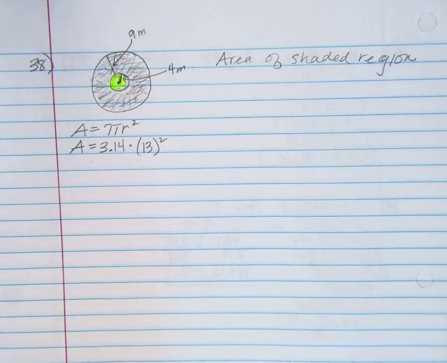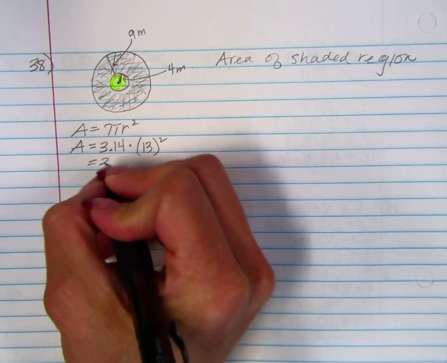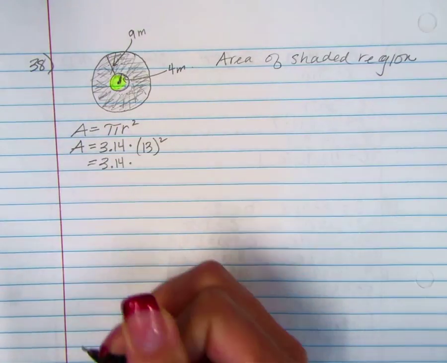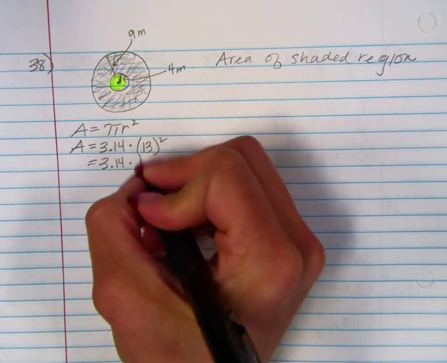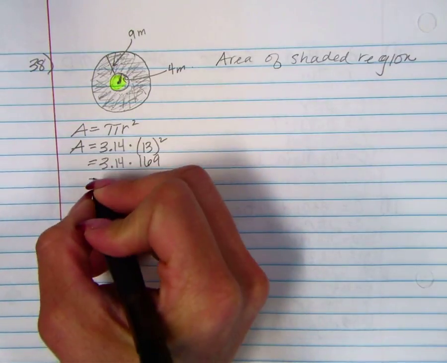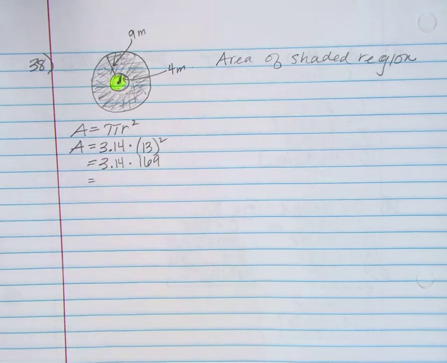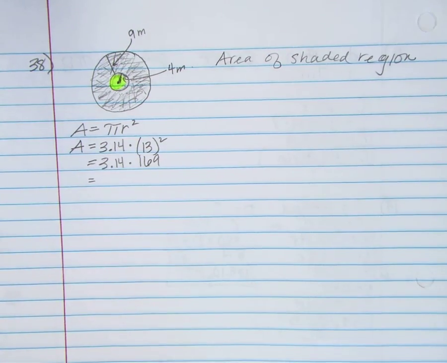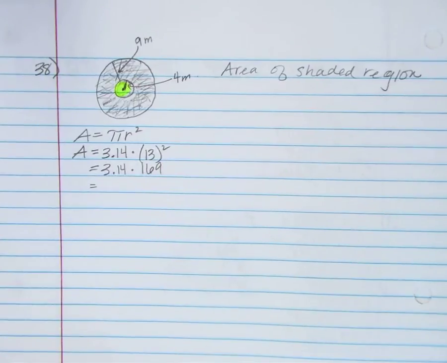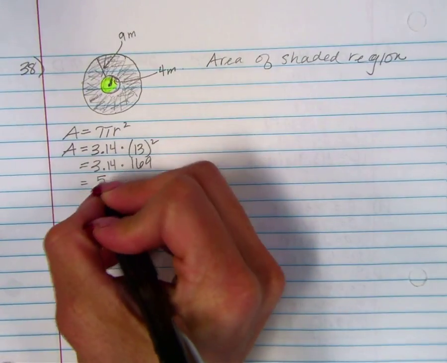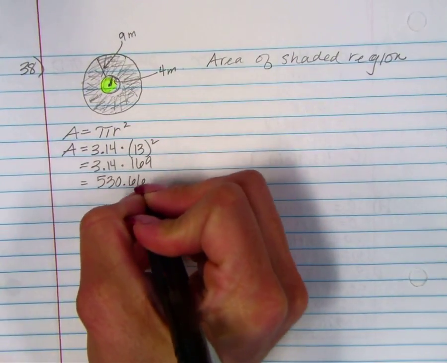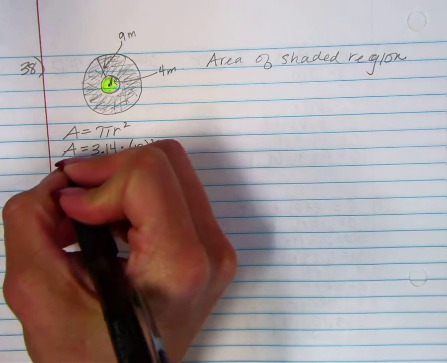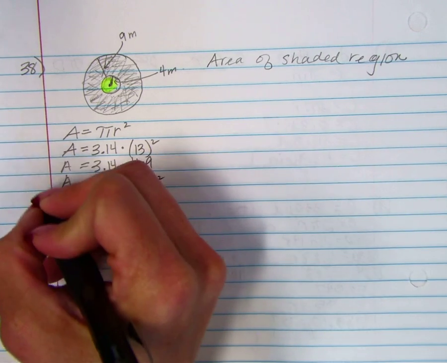Okay, this is the one that we just did. It's the same numbers that we used in our last problem. So area is 3.14 times, and 13 squared is 169. And 3.14 times 169, we did it last time, 530.66 meters. And it's meters squared. Okay, so that's the area of the big circle.